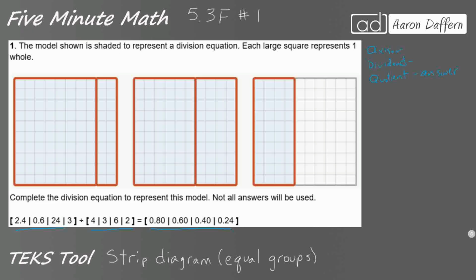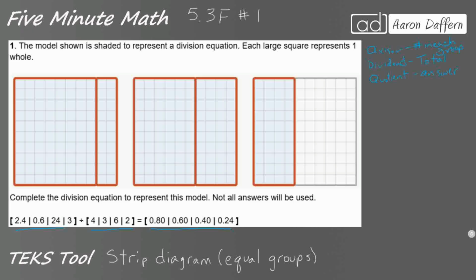And then our dividend, that's the large number, right? So that's the total that we're going to start with. We're going to start with our dividend, and then we're going to divide it into the number of groups or the number in each group. So we might say the number in each group, that might be our divisor.